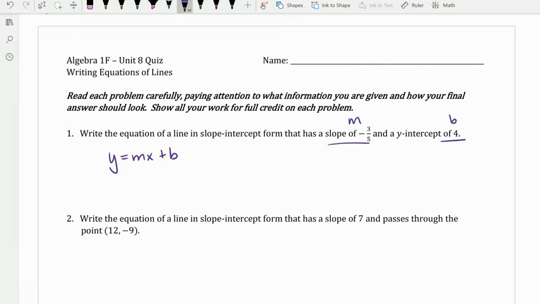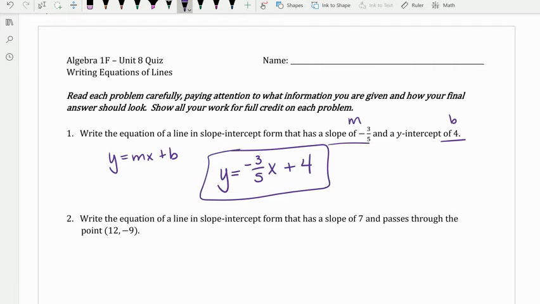The one thing that a lot of people forgot on this one, so negative 3/5 is our m. Don't forget to put your x next to the slope, and then your plus 4. Almost everybody had that in the right setup, but I had several of you forget about that x with your negative 3/5, so be careful about that.